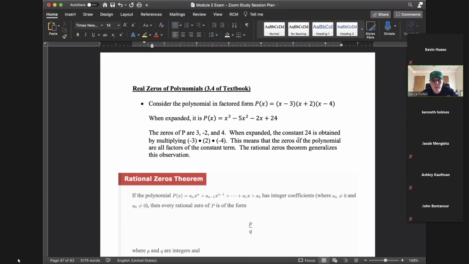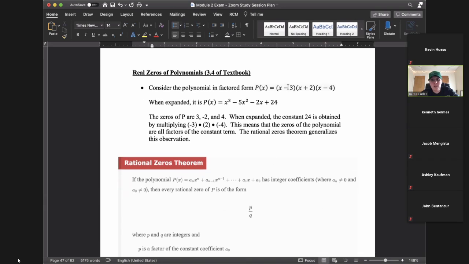When expanded, the constant 24 is obtained by multiplying -3 times 2 times -4. This means that the zeros of the polynomial are all factors of the constant term. The rational zeros theorem generalizes this observation. So it's basically saying that when you take all of these zeros and multiply them all together, 3 times negative 3 times 2 times negative 4, then it's going to give you 24.